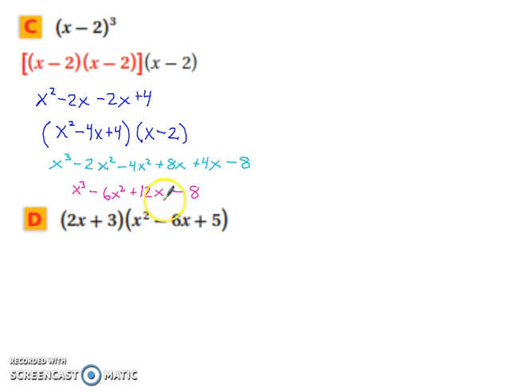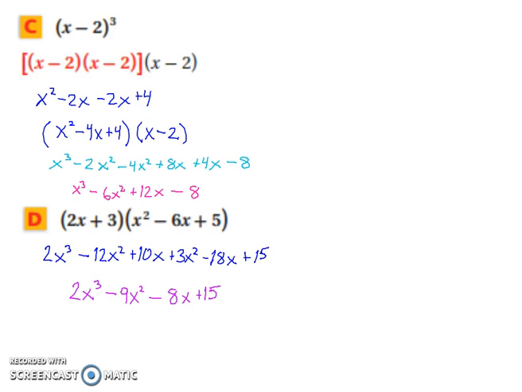Take a moment and pause the video and try D on your own. When you return to the video, the answer will be revealed below. And there you have it. This also ends our video on multiplying polynomials.